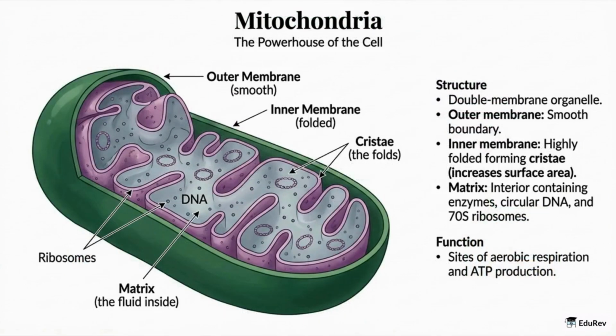Mitochondria are the cell's powerhouses. They are double-membraned organelles, a smooth outer membrane and a highly folded inner membrane that forms cristae to increase surface area. Inside, the matrix contains enzymes, circular DNA, and 70S-type ribosomes. Mitochondria are the main site of aerobic respiration and ATP production.